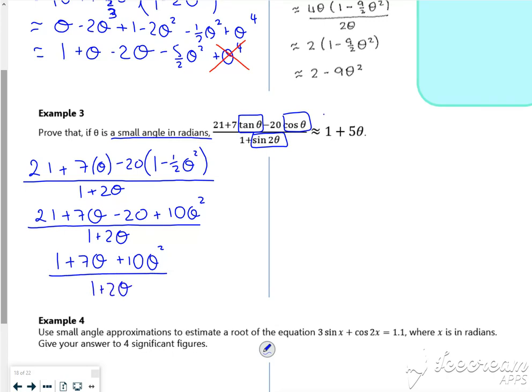So I've got a 1 plus 7 theta plus 10 theta squared all over a 1 plus 2 theta. Now look at the answer, it's 1 plus 5 theta. So do we think that the top line is going to factorise? It kind of makes sense that it would, wouldn't it? Unless I've done my maths wrong. So I think it will factorise. So if you're using the 1 plus 2 theta as a factor, then to get the 1 it's a 1, to get the 10 theta squared it's a 5 theta. So that would be 1 plus 7 theta plus 10 theta squared. So that's perfect, that factorises.